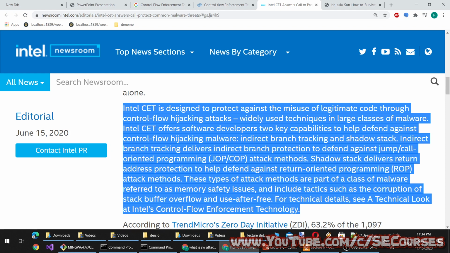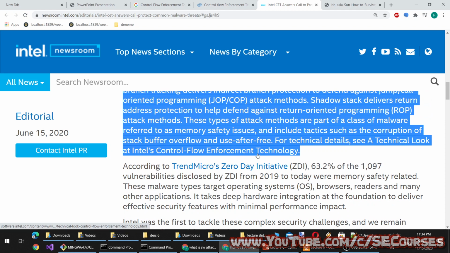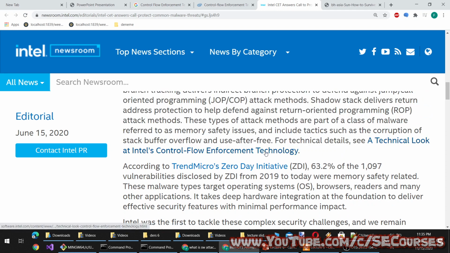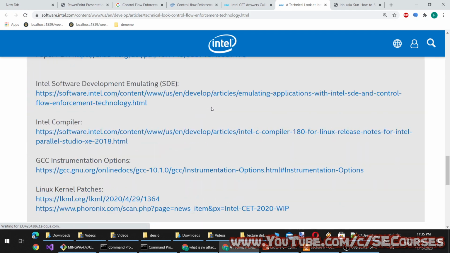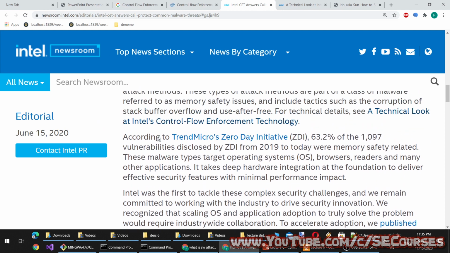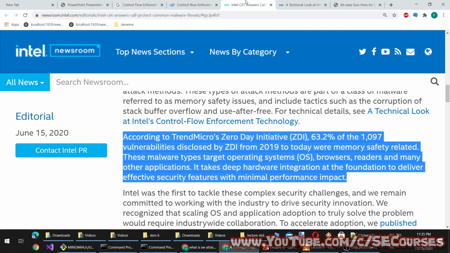These types of attack methods are part of a class of malware referred to as memory safety issues, and include tactics such as the corruption of stack buffer overflow and use after free. For technical details, see "A Technical Look at Intel's Control Flow Enforcement Technology." Okay, so there is a link, and when I click it, it opens this page, and we have already seen this page, by the way.